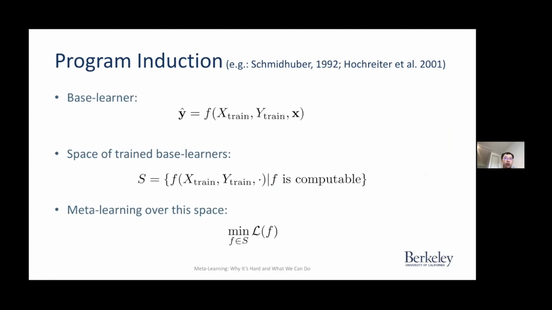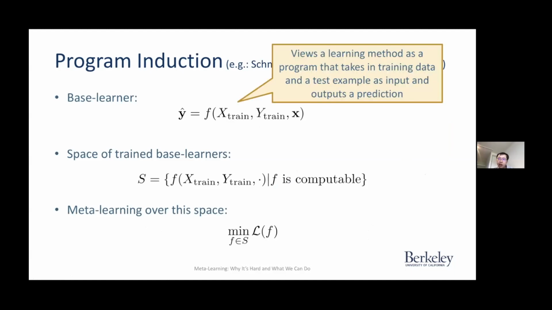All right, and finally, we have program induction. This is quite different from all the previous methods. It takes the view of the space of all learning methods as a special case of general purpose programs. Basically you can view a learning method as a program that takes in the training data and the test example, which is this X here, and then outputs the prediction.